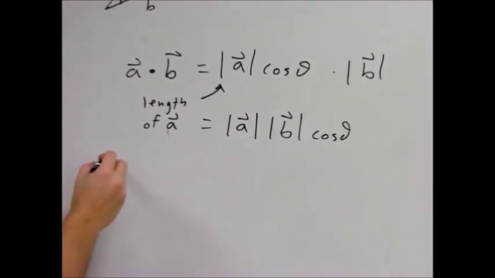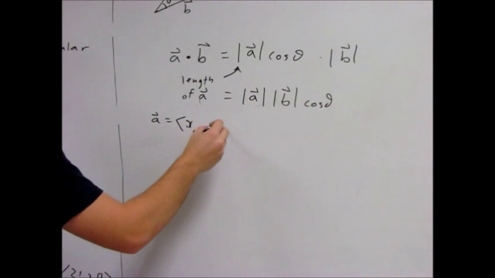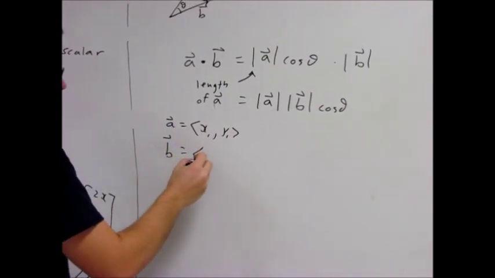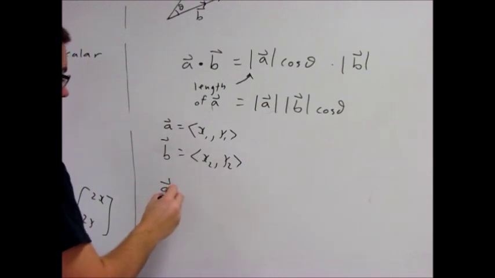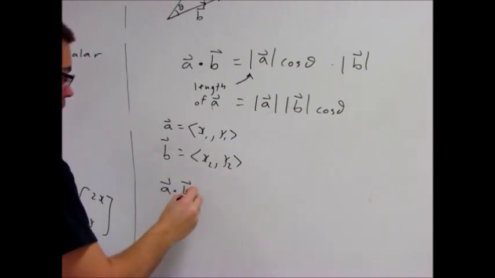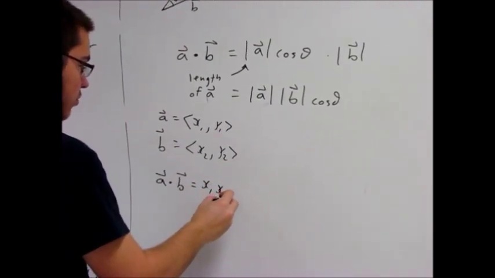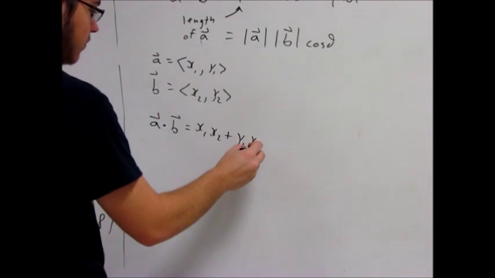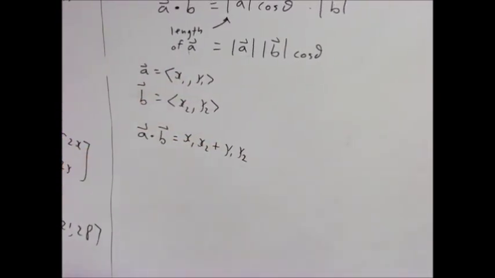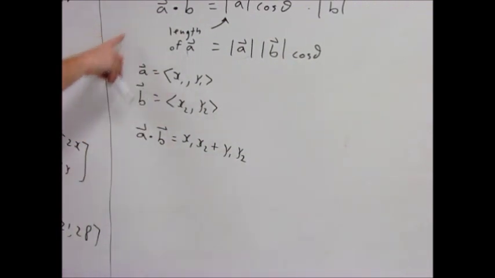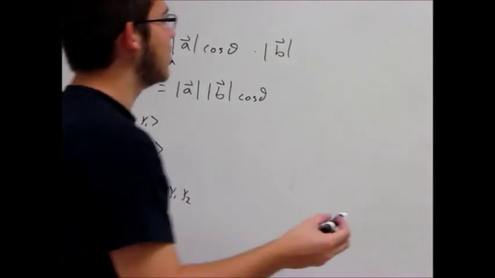Another way of doing it is, let's say A is x1, y1, and B is x2, y2, then the dot product is x1, x2 plus y1, y2. So you multiply these components and you get the answer. Now, these two are the same thing, and we can show that that's the case. Here's a quick proof.